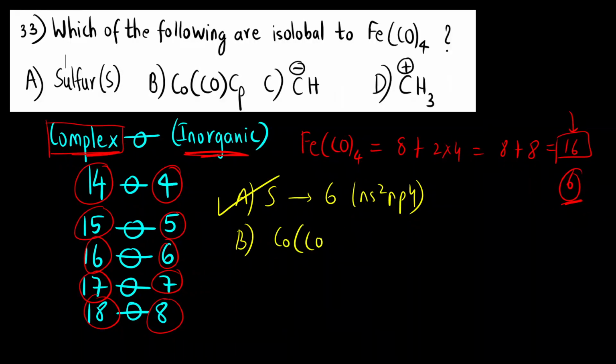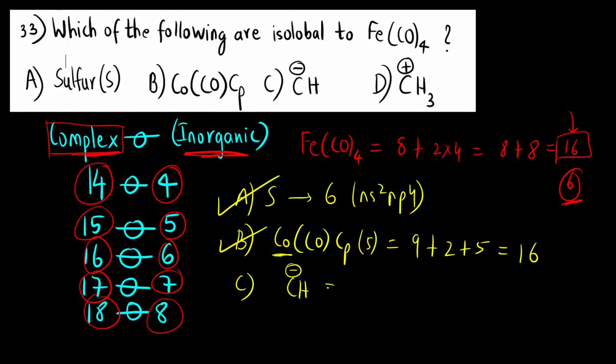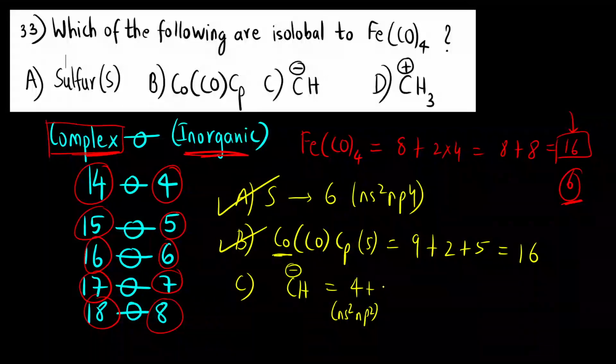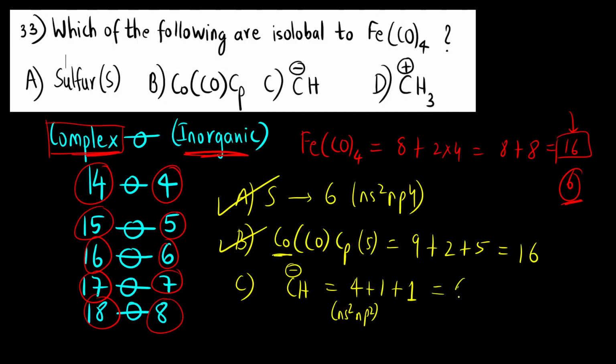B, cobalt, Co, Cp. If the hapticity is not mentioned, you consider Cp as 5. Cobalt, 7 plus 2, 9. Plus carbonyl is 2, plus 5. 9 plus 2, 11 plus 5 is 16. So this is also correct. Third one, CH minus. Carbon has 4 valence electrons, ns2 np2, plus hydrogen is 1, plus negative charge means you add one more electron. 4 plus 1, 5 plus 1, 6.